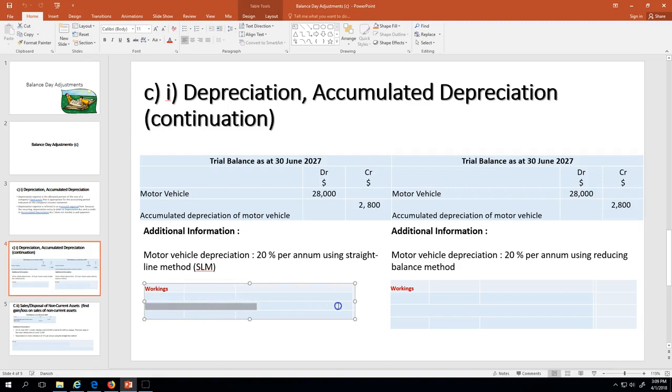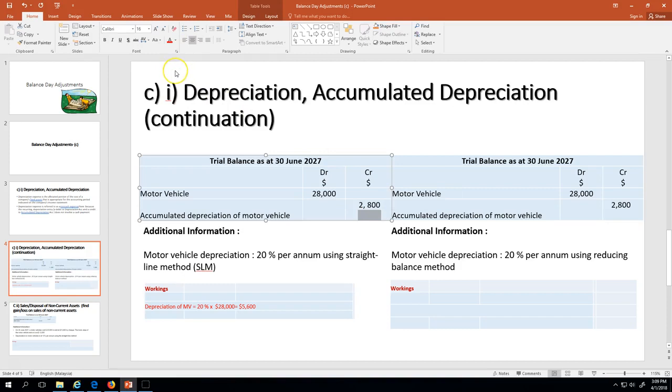I hope you still remember what the straight line method is. Straight line method means percentage times cost. As simple as that. So in this case, we calculate our depreciation at year end: 20% times 28,000, we have 5,006. What do we do with 5,006 once we have calculated it? We can actually add it here.